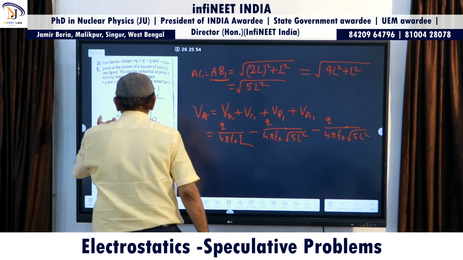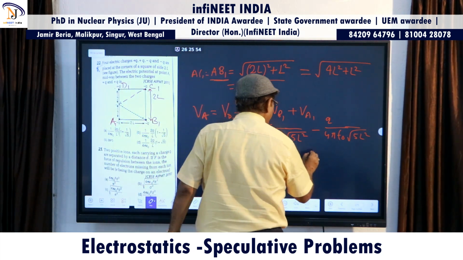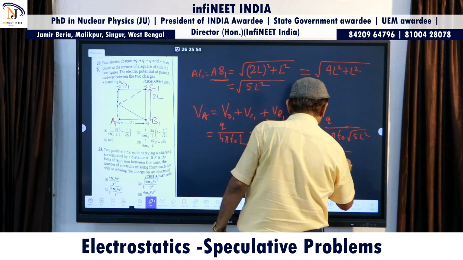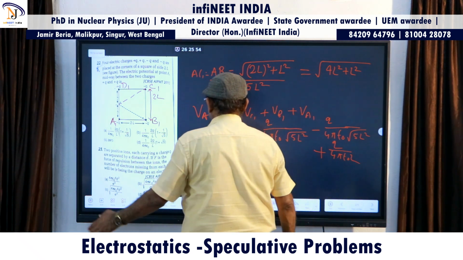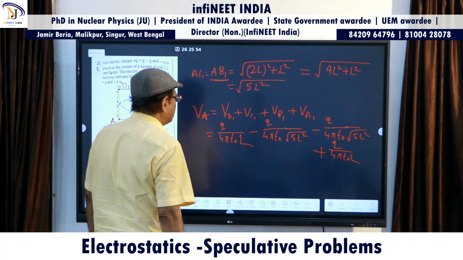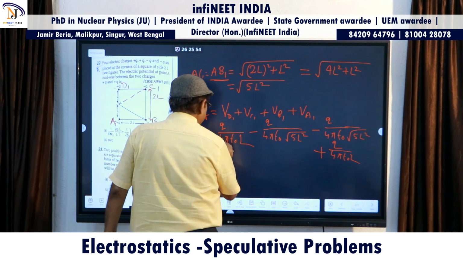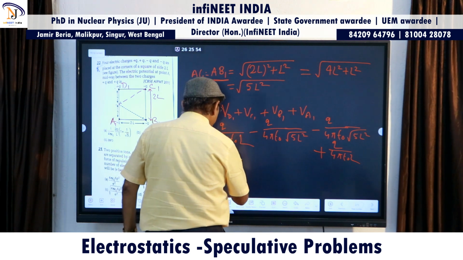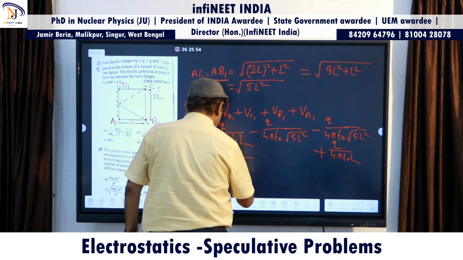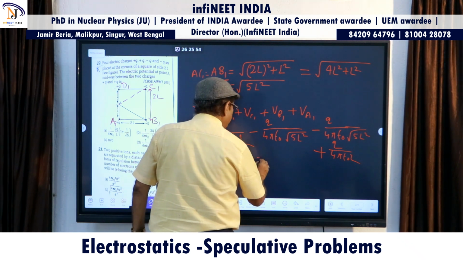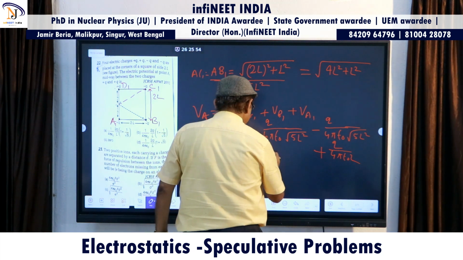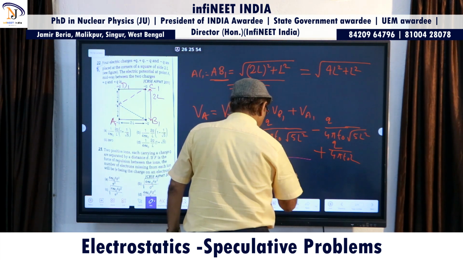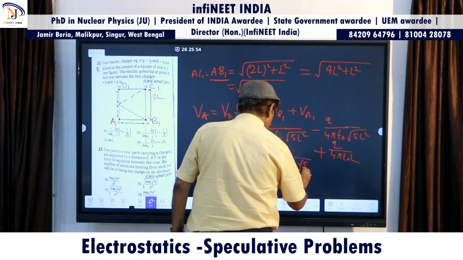What is the potential due to A1? Now L1 is nothing but equals to same as this. Q by 4 pi epsilon naught L. Now you take common. Which you can take common? This is twice, na? These two are identical, na? So you can write twice q by 4 pi epsilon naught L minus these two are identical. So you can write twice q divided by 4 pi epsilon naught L root 5.